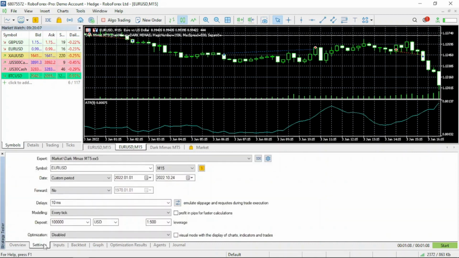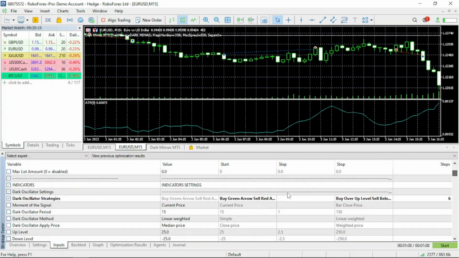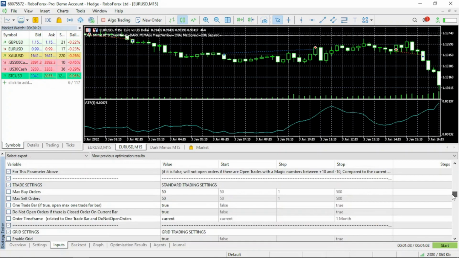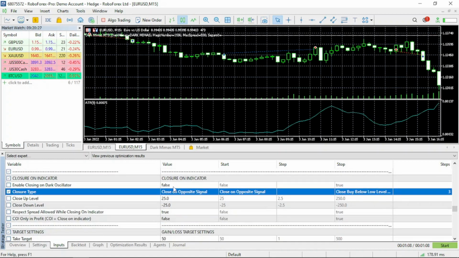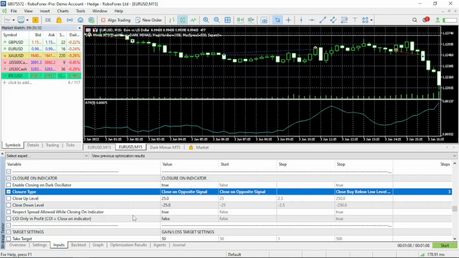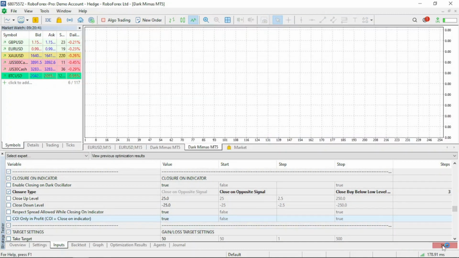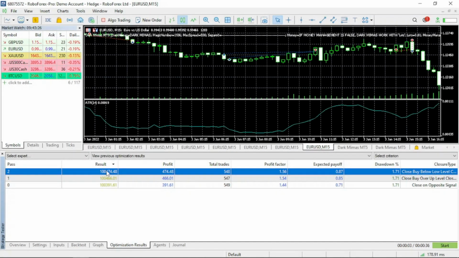What I am going to do is enable the closure on opposite signal and do a fast genetic based test on those 3 options. Remember, first you have to unselect your previous optimization, otherwise it will run 18 steps instead of 3. So we're going to select closure type, but first we have to enable closing on dark oscillator. So closure type on opposite signal has 3 different options, and we'll be testing all 3 of these options against our current set file. Let's take a look at the results.